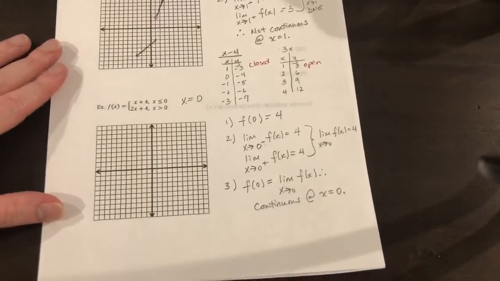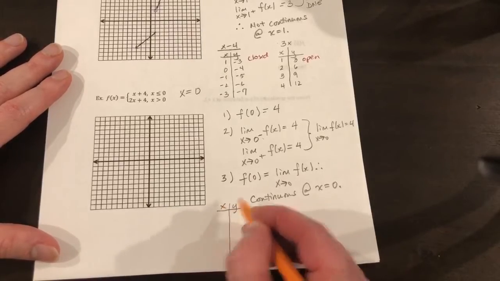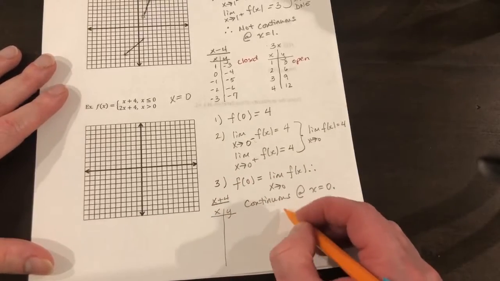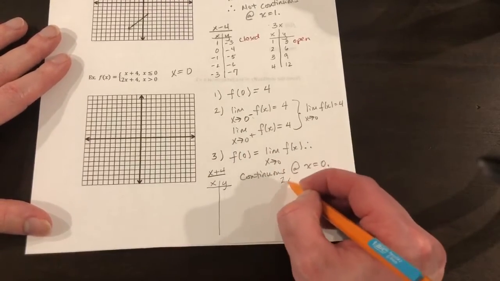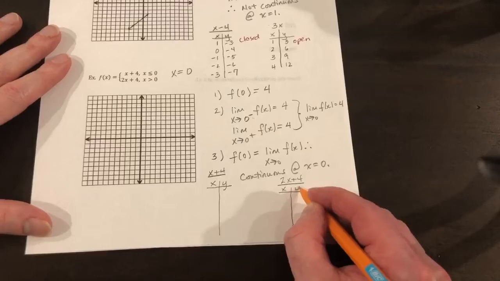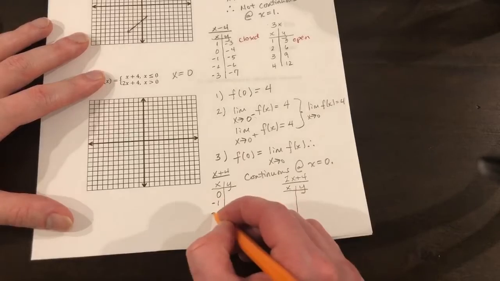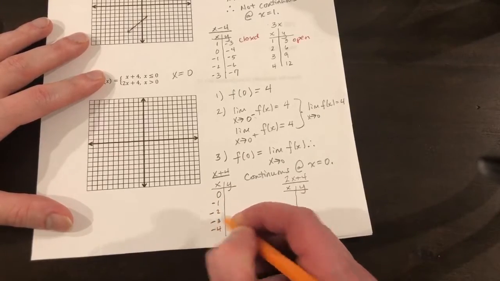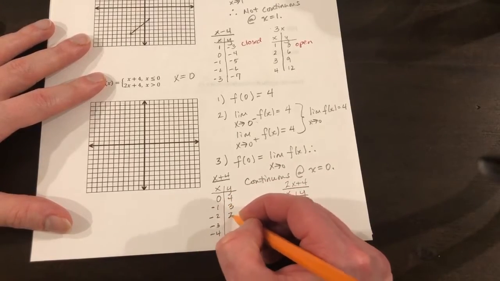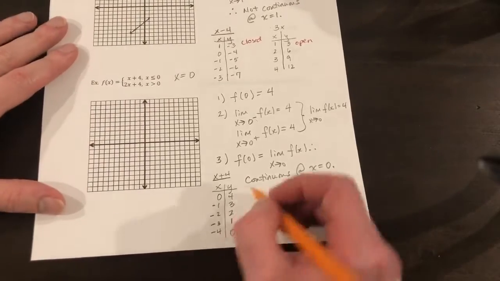Now let's go make our little t-charts and let's confirm it graphically. x plus 4, and then I'll do 2x plus 4 over here. I'm going to start at 0, 1, negative 1, negative 2, negative 3, and negative 4. So plug in a 0. You get 4, 3, 2, 1, and 0. And it's going to be closed because we were in the equal to branch.